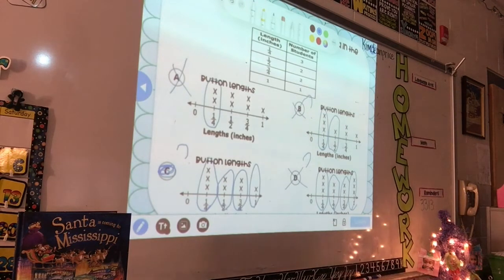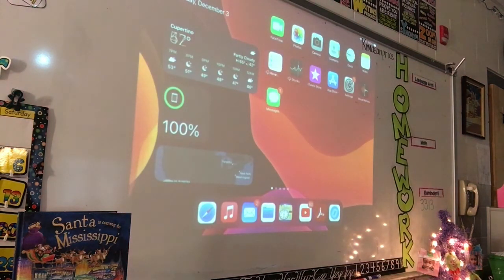Okay? Alright, so the next activity we're going to do is we're going to measure some lines, okay? And we're going to make a line plot and then we'll answer questions, okay? So you can close your iPad.